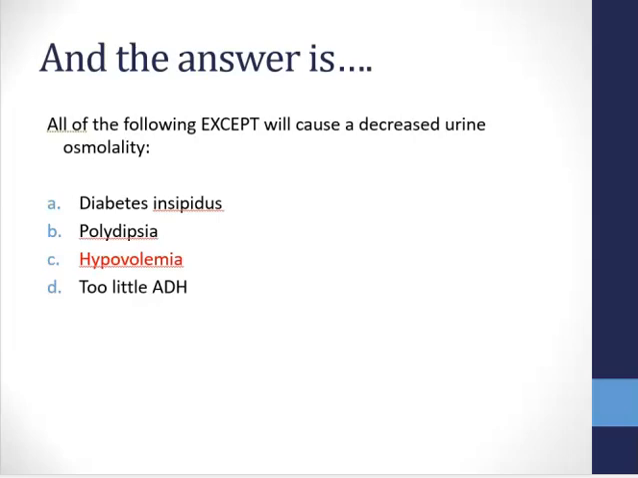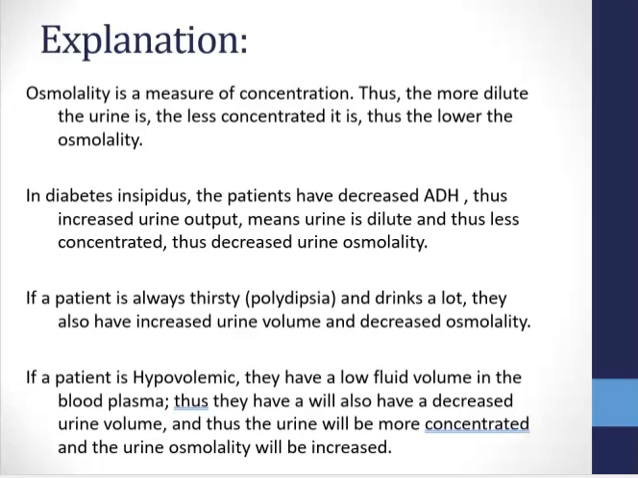That has nothing to do with decreased urine osmolality. That's a condition where the liquid portion of the blood, or plasma, is too low. So we know osmolality is a measure of concentration. Thus, the more dilute the urine is, the less concentrated it is, thus the lower the osmolality. In a diabetes insipidus patient, the patients have decreased ADH. Thus, increased urine output means the urine is diluted and thus less concentrated.